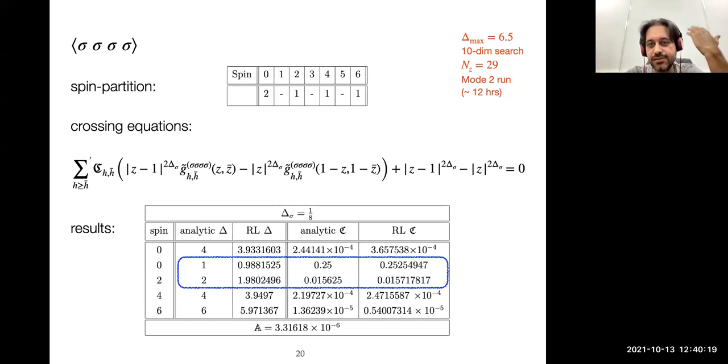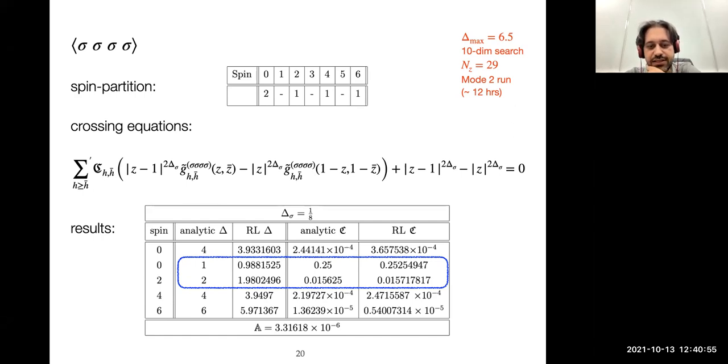So secretly, behind the agent, we make a truncation at some delta max. Here it was 6.5. That instructs us to pick 5 operators in total, that's spin 0, 2, 4, and 6. We used 29 instances of the crossing symmetry equations, evaluated on 29 different Z points. These are the crossing equations. And then we did the minimization.